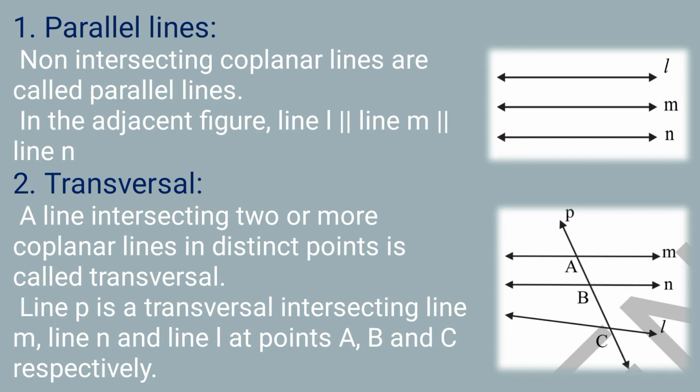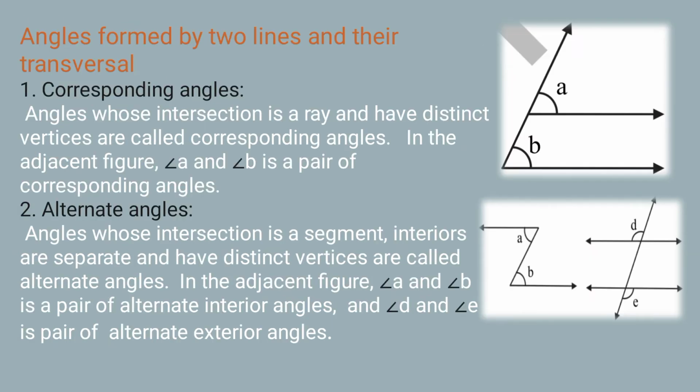Second is a transversal. A line intersecting two or more coplanar lines in distinct points is called a transversal. Line P is a transversal intersecting line M, line N and line L at points A, B and C respectively. Second topic is the angles formed by two lines and their transversal.